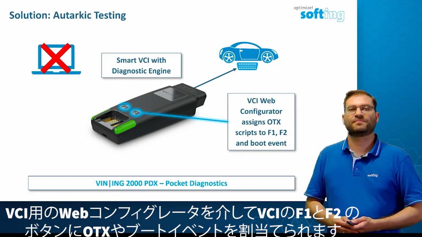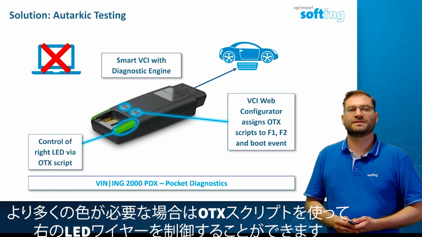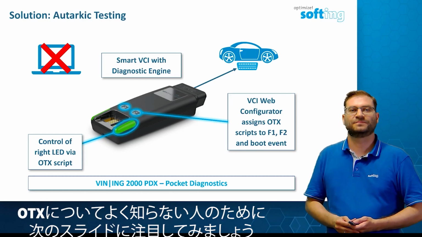Via a VCI web configurator we can assign OTX scripts to the buttons F1, F2 and even the boot event. So we have an easy input. Also the output is very simple. A green or red LED tells us about the status of a test sequence. If more colors are needed, we can control the right LED via an OTX script. For those who are not familiar with OTX, let's focus on the following slides.